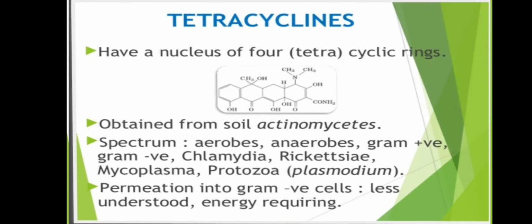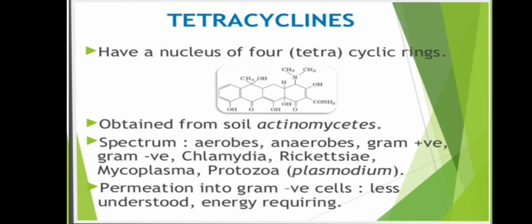So we'll move to tetracycline. First, they have a nucleus of 4 tetracycle rings. That is where the name tetracyclines comes from, it is a tetracyclic ring. As you can see on your screens, the structure is given here. It is obtained from soil actinomycetes. The spectrum is aerobes, anaerobes, gram positive, gram negative, Chlamydia, Rickettsia, Mycoplasma, Protozoa. So it's going to act on these particular bacteria.